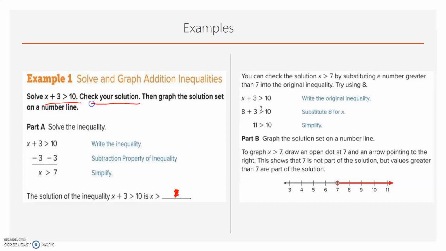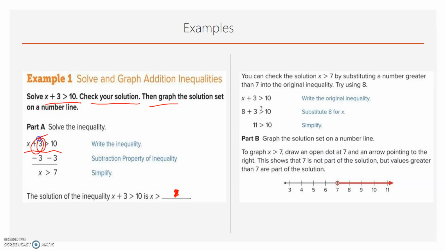We need to check our solution, and the third thing, we need to graph the solution set on a number line. So part A, let's solve the inequality. First, we have x plus 3 is greater than 10. What do we need to do? All we have to do is let x be on one side only. And by saying one side, it means we need to get rid of the 3.